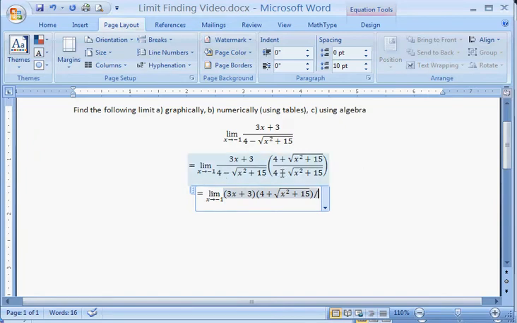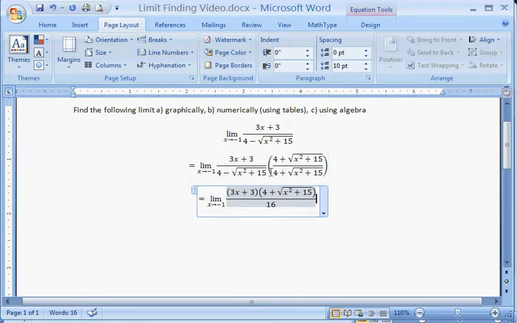First I do 4 times 4, that's 16. Then I'll do 4 times the square root. Then I do negative the square root times 4. Those terms cancel. That's the beauty of conjugates. And so the last term is negative the square root times positive the square root. That just comes out to negative x squared plus 15. That is much simpler. Now what shall we do at the end?